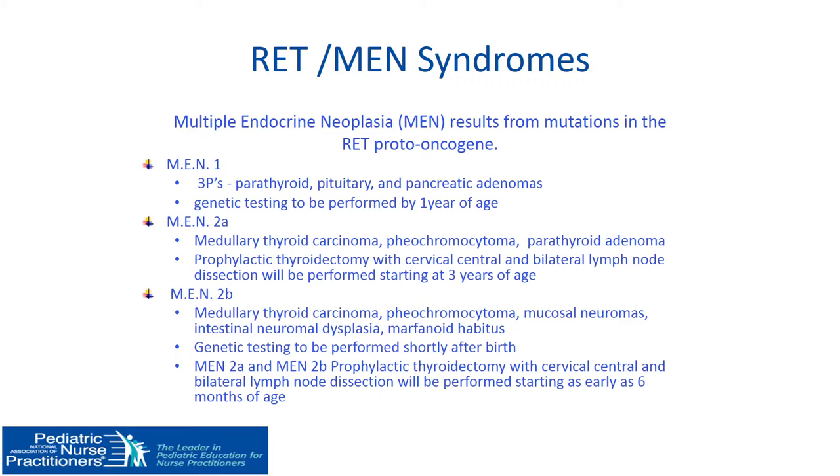Genetic testing is performed shortly after birth. The reason for this, we'll talk about in a minute, but it's more aggressive. MEN2B can undergo a prophylactic thyroidectomy with cervical, central, and bilateral lymph node dissection, starting as early as 6 months of age. So these are little babies.